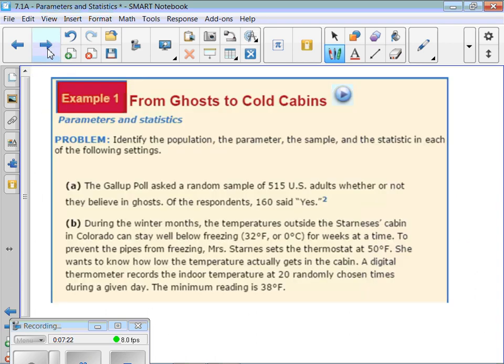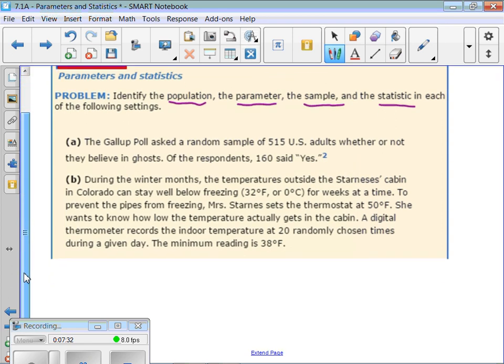So identify the population, the parameter, the sample, and the statistic in each of the following problems. So there's 4 things you want to identify in each of these problems. So part A, the Gallup poll asks a random sample of 515 U.S. adults whether or not they believe in ghosts. Of the respondents, 160 said yes, they did. Seems high. We'll go with it.